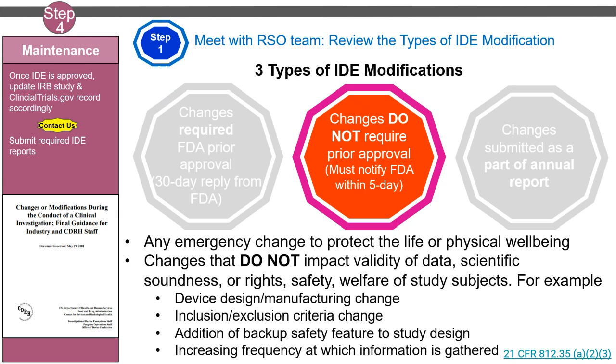IND amendments requiring a 5-day notice. This is category number 2 in the amendments, and this is governed by a different set of regulatory specifications which cover multiple scenarios. For example, any emergency change to be introduced for protecting the life or physical well-being, and then device or protocol changes not impacting the data validity, scientific soundness, and those not affecting the subject's rights, safety, or welfare. The following scenarios fit this amendment category: device design or manufacturing change, inclusion-exclusion criteria change, addition of backup safety feature to study design, or increasing frequency at which the information is gathered.